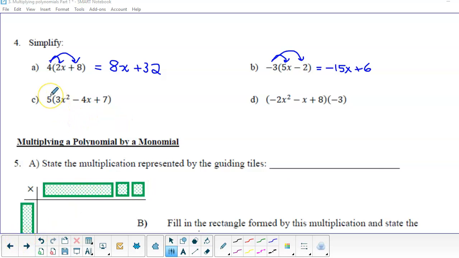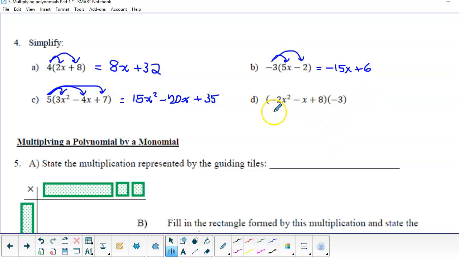Okay, now a constant times a trinomial. So the trinomial's already in simplest form, so that means our answer will be a trinomial as well. So 5 times 3 is 15, x squared, then minus 20x plus 35.